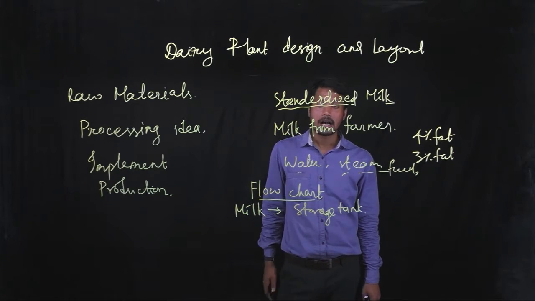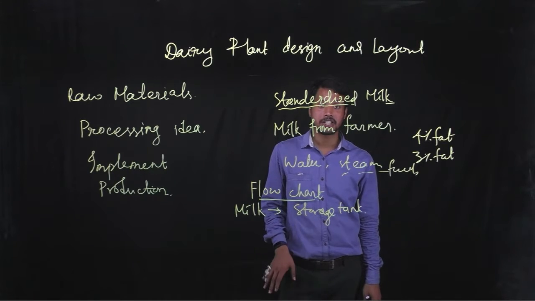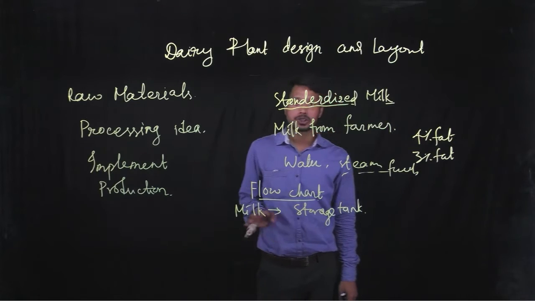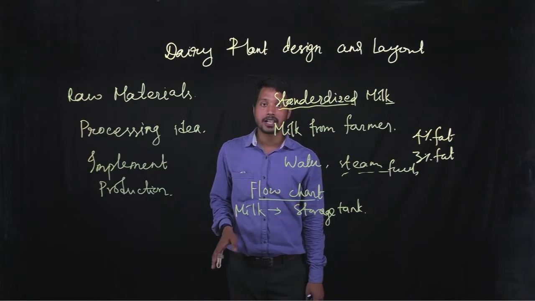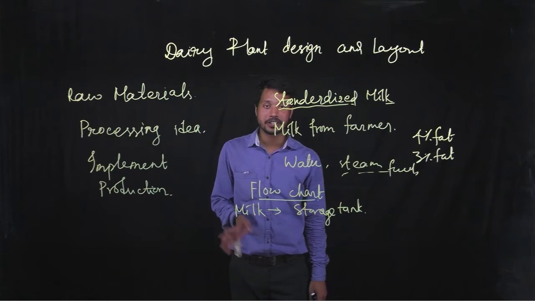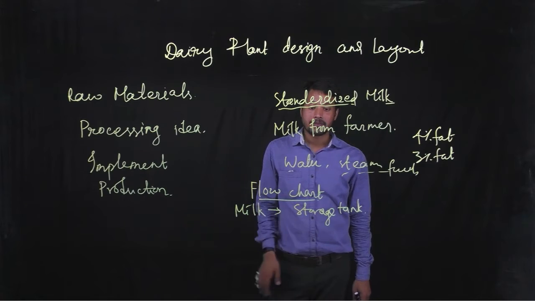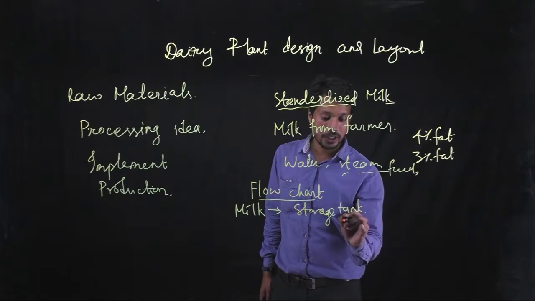So to avoid this, we must do homogenization, so that the fat globule size is reduced, and as the fat globule size is reduced, then it can be stored for a long time.